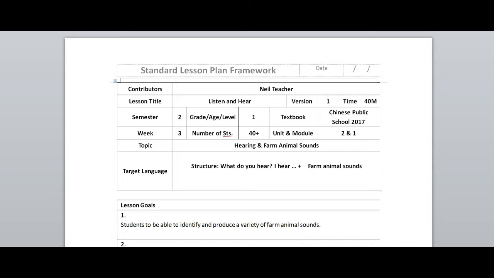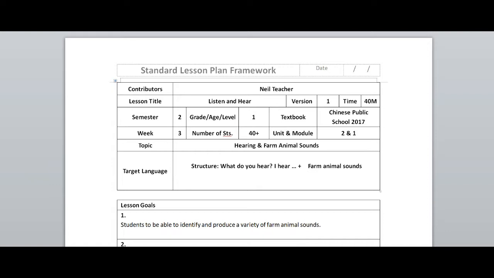Now, this lesson is for the Semester 2 book, and it's for a Grade 1 class in the Chinese public school. And it should work out to be about week 3 of Semester 2. And it's going to be for 40 plus students, which will be in my class. And it's Unit 2, Module 1 of the book. The topic is going to be hearing farm animal sounds.